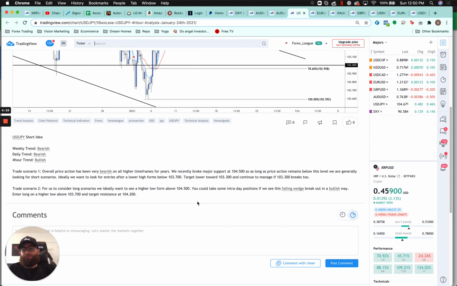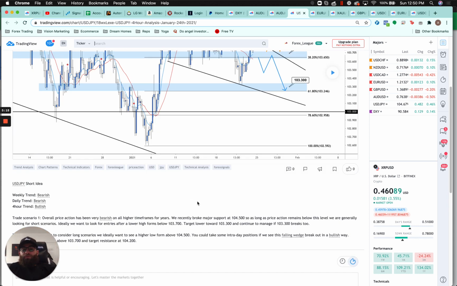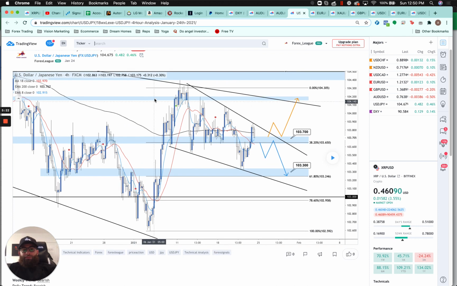Let's come over to UJ right here. So weekly trend is bearish, daily trend is bearish, 4-hour trend is bullish. So trade scenario 1, overall price action has been very bearish on all higher time frames for years. We recently broke a major level of support at 104,500, which is, I believe, this level over here, 104,500.